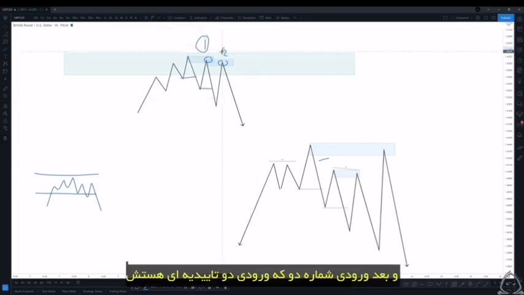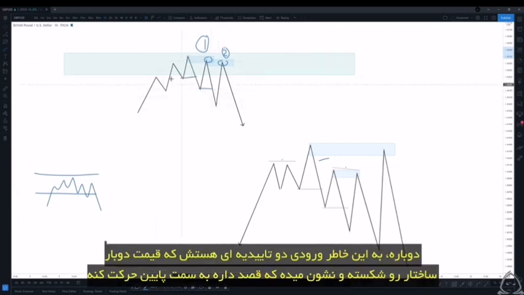And then we have entry number 2, which is the double confirmation entry. Again, it's a double confirmation entry because we've broken structure twice, and it's given us more confirmation that price is willing to and has intent to continue that trend.